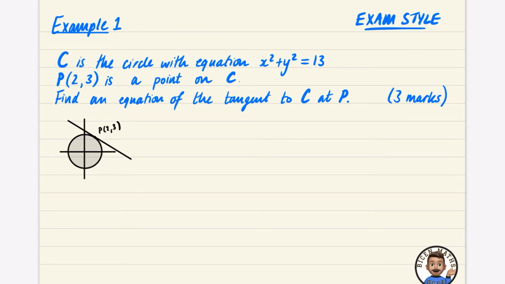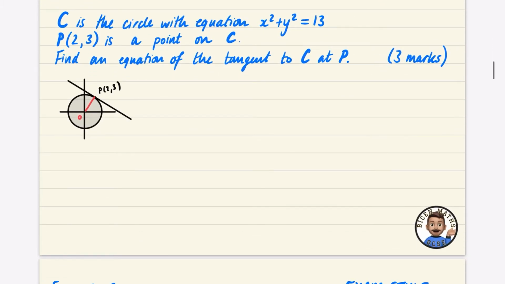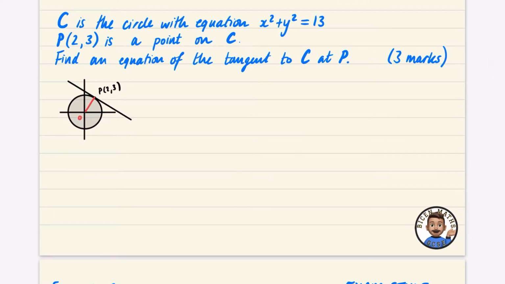So the first thing that it said we were going to do is to find the gradient of the radius. There's the origin and there's P. So that's our first job, is to find the gradient OP. So the coordinate of P is 2, 3, and the coordinate of the origin is obviously 0, 0. So if I'm going to find the gradient OP, I'm going to do the change in y divided by the change in x. So 3 minus 0 divided by 2 minus 0, which is obviously just 3 over 2.